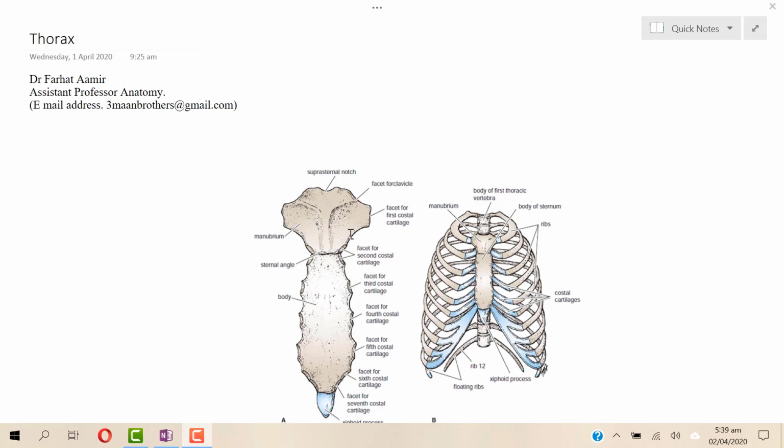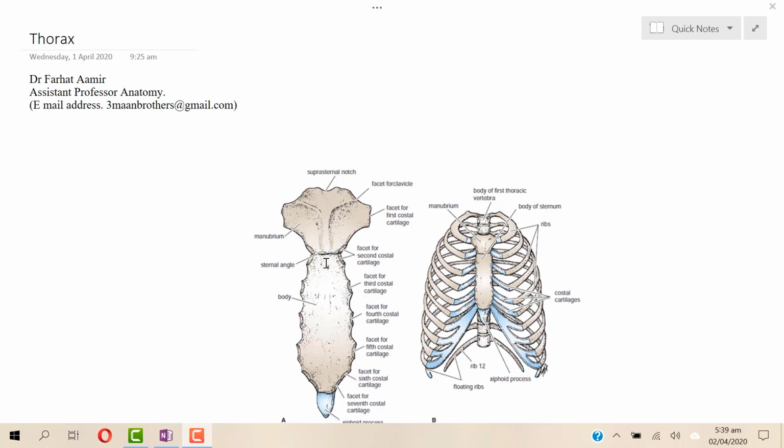Now I will tell you 4 points of importance of the important landmark, which is the sternal angle. What are the 4 points which you have to remember? Because this is the most important question asked in exam for this lecture: what is the importance of the sternal angle, or the angle of Louis. Number 1, it is forming the manubrosternal joint. Number 2, it is at the level of the second costal cartilage. Number 3, posteriorly, it is at the level of the T4 intervertebral disc.